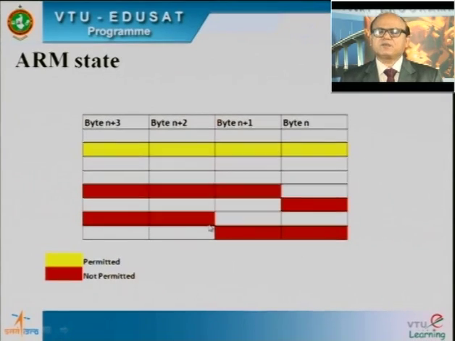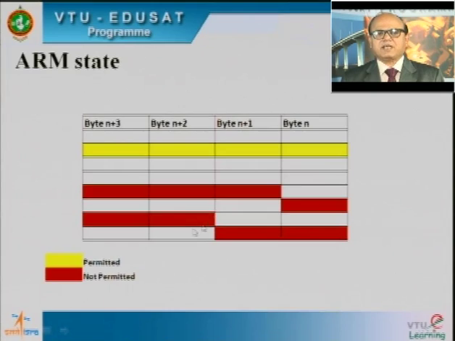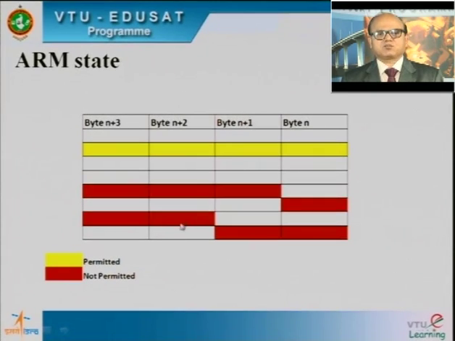When I say half word aligned, the least significant byte of the instruction, that is B0 to B7 of the instruction, is sitting in the byte n plus 2, a byte address which is divisible by 2 but not by 4. Therefore, the 2 lower bytes are sitting here and the next 2 bytes are sitting in the next row of the memory. So this is also not a permitted way of loading the instruction.